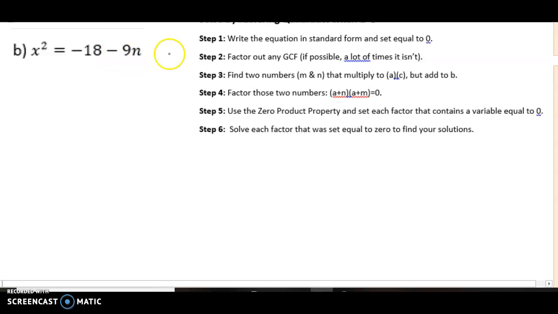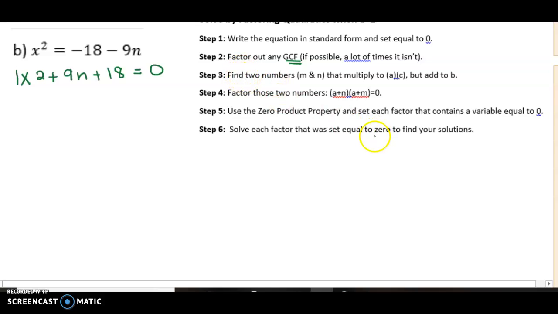All right, let's do another example. So I want to write this in standard form, set equal to 0. So x squared plus 9x plus 18 is equal to 0. Okay, factor out a GCF. I don't have a GCF. The coefficient of this is 1.